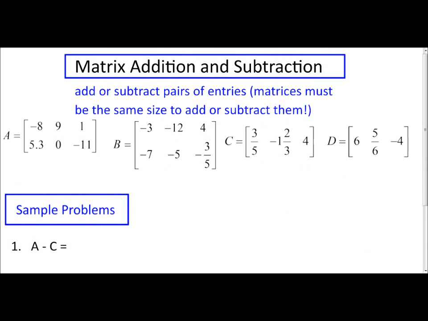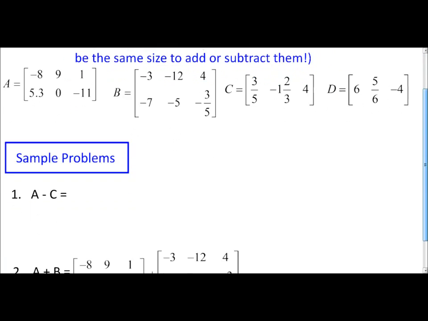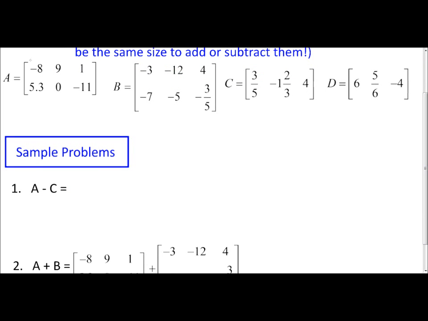Okay, let's take a look at matrix addition and subtraction. We want to add or subtract pairs of entries in our matrices, and they must be the same size to add or subtract. So if I look at this first example here, I want to take A minus C. Well, A is a 2 by 3 matrix, and C is just a 1 by 3. They're not the same, so I cannot add or subtract these two together.